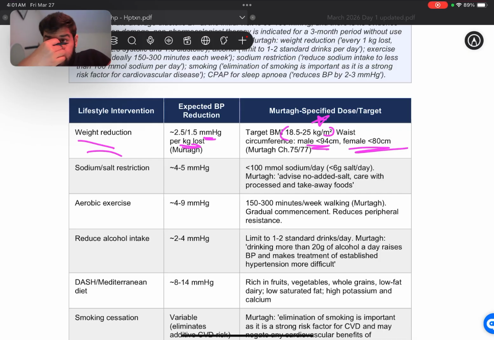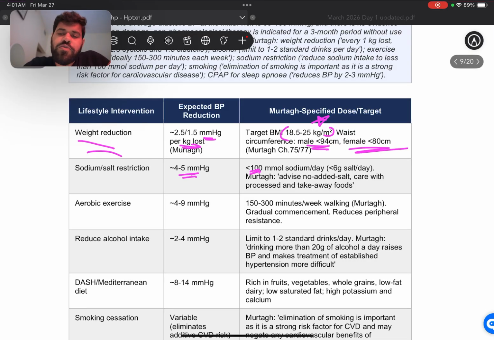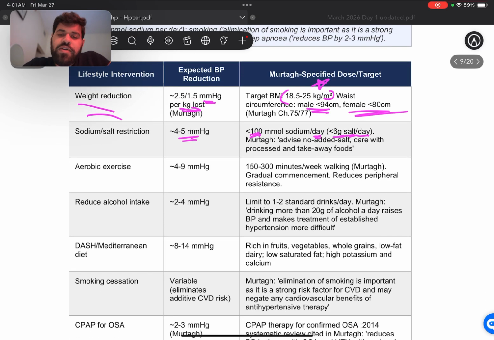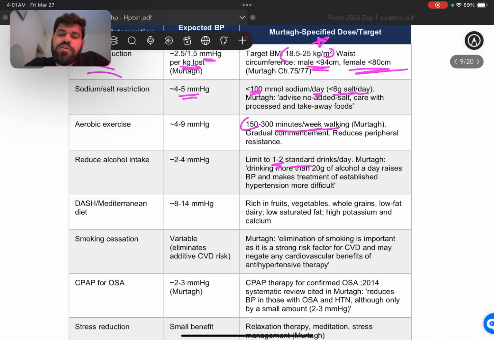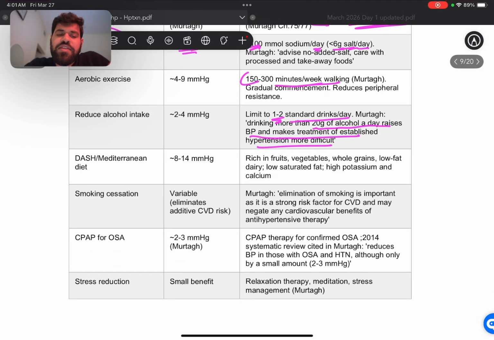All right, now moving on to salt restriction. It helps to reduce BP by 4 to 5 mmHg, with less than 100 millimoles of sodium per day, which is less than 6 grams of salt per day. All right, aerobic exercise 150 to 300 minutes per week, such as walking. Reduce alcohol intake to 1 to 2 standard drinks per day, and drinking more than 20 grams of alcohol a day raises BP and makes treatment of established hypertension more difficult. Then DASH or Mediterranean diet, rich in fruits, vegetables, whole grains, low-fat dairy, low saturated fat, high potassium and calcium.